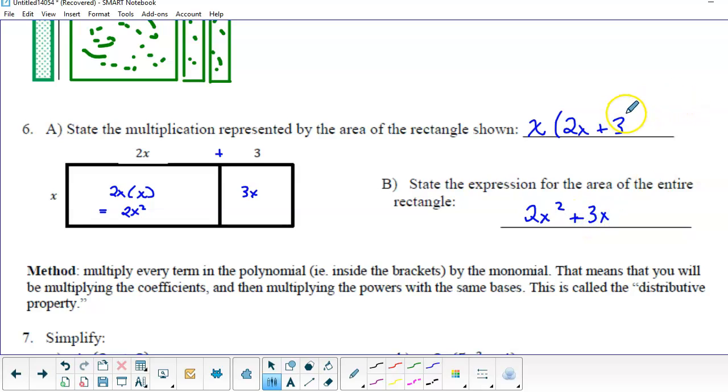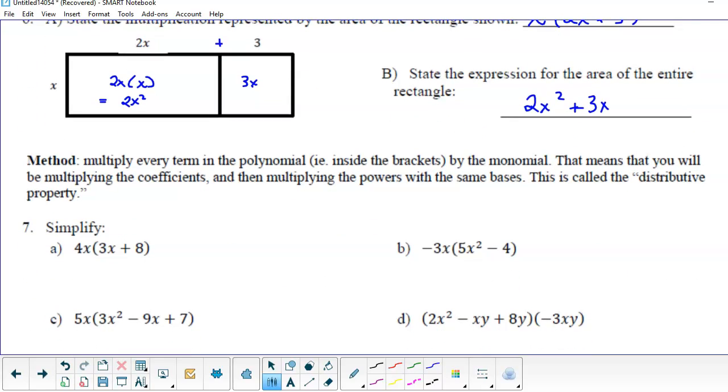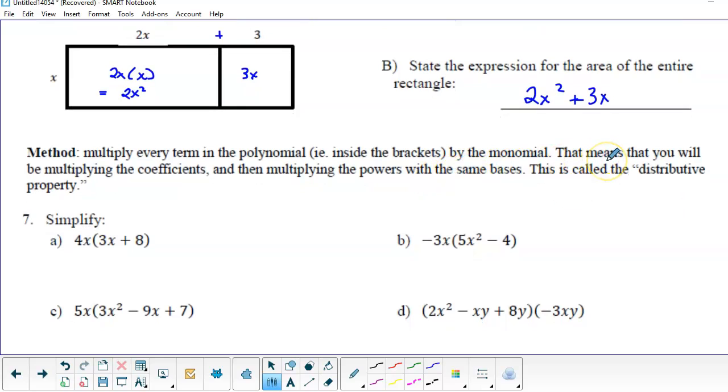It looks like I forgot to close the brackets up top, but let's see how that compares. So if I take the monomial times 2x, remember that's an exponent of 1 on each, so that'll be 2x squared, and then x times 3 is 3x. So in words, the method is multiply every term in the polynomial that's inside the brackets by the monomial. That means you will be multiplying the coefficients and then multiplying the powers with the same base. This is called the distributive property.